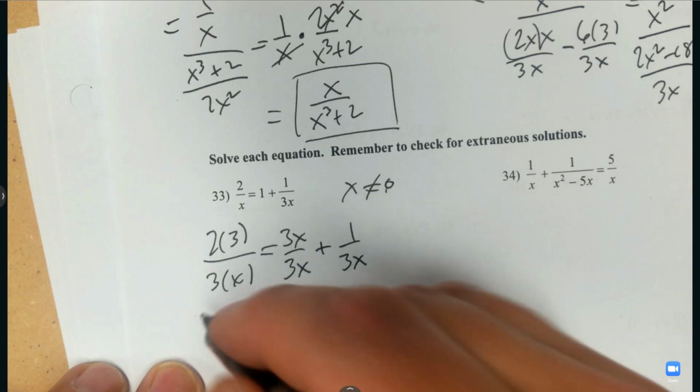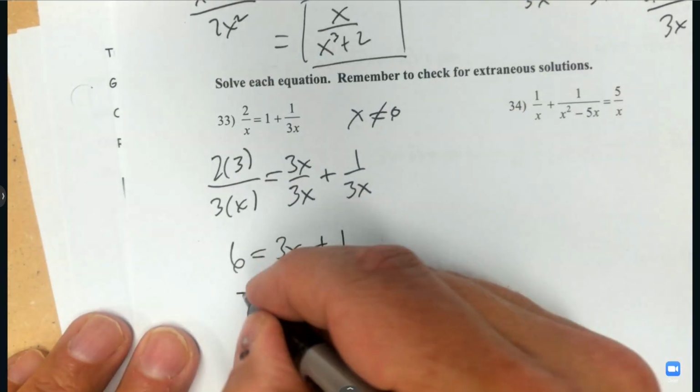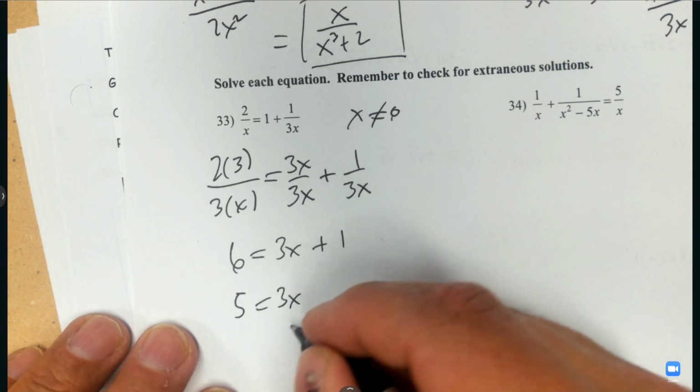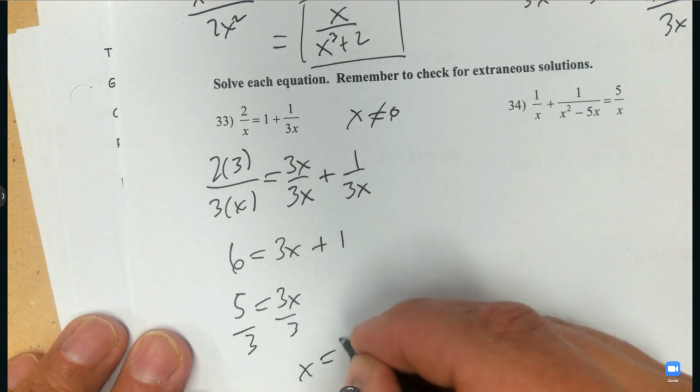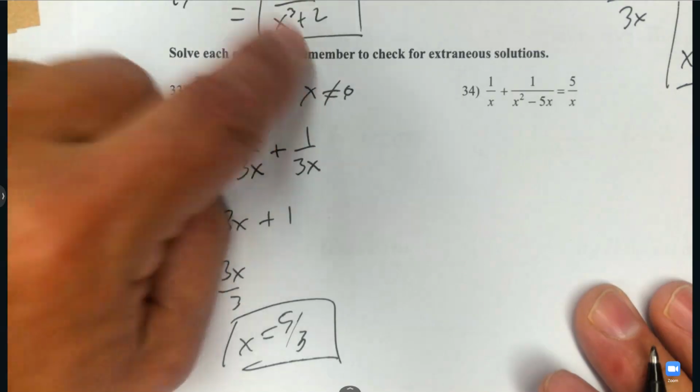Now write only the numerators. And then you solve it. So I'm going to subtract 1, divide by 3, and I have my answer. And it's a good answer because it's not restricted.